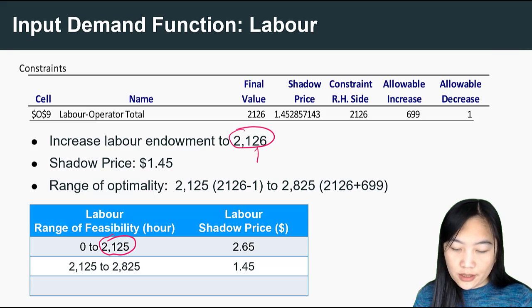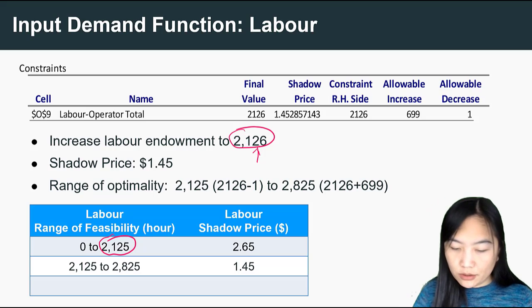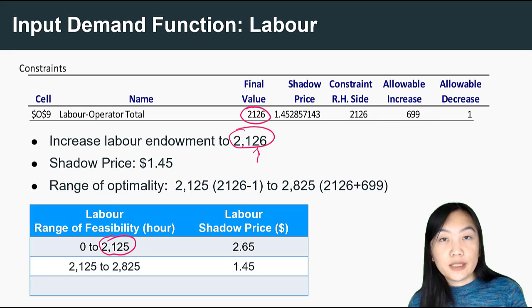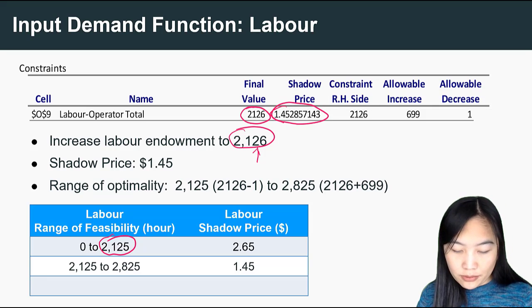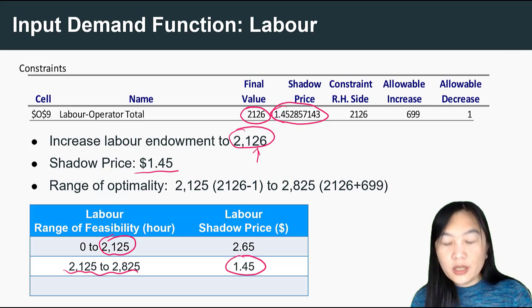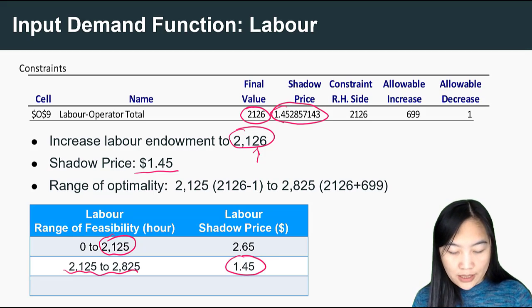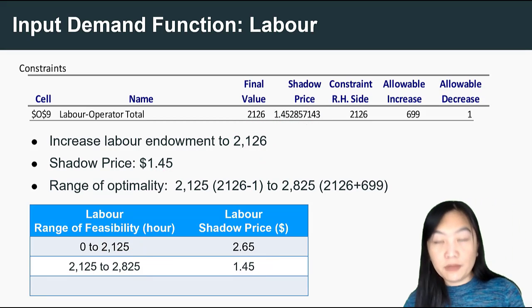I change it to this number, and we go back to the Excel template. We change the right-hand side value for the labor constraint to this number, and then we resolve the linear programming problem and generate the sensitivity report. This time, we find that the shadow price is 1.45. Under this price, we also know the range of the right-hand side value that the shadow price remains the same. So we generated a new range, and it seems we haven't reached the upper bound, so we should increase the right-hand side value a little bit more.